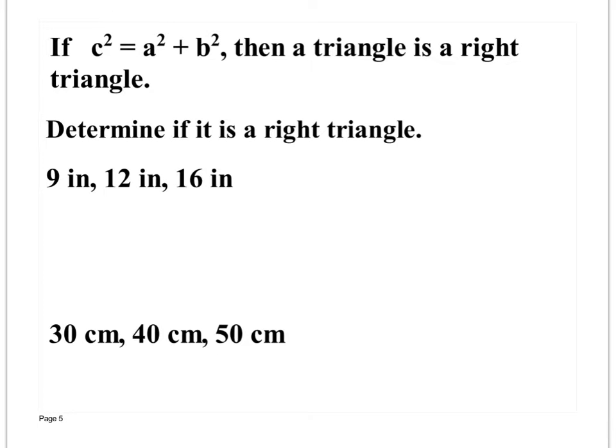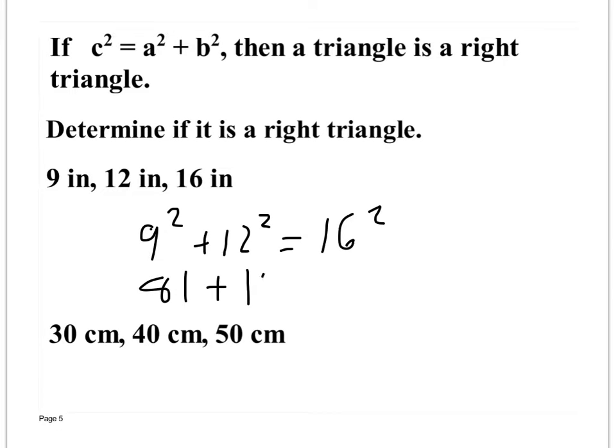And there's your answer. If c squared is equal to a squared plus b squared, then the triangle is a right triangle. Meaning if you square a and b and add them, you get c squared, it must be a right triangle, because that only works for right triangles. So you need to figure out: is this a right triangle? It has these three sides: 9, 12, and 16. My c is always my longest, so I do 9 squared plus 12 squared and see if it equals 16 squared. 9 squared is 81, 12 squared is 144, and I see if that's equal to 16 squared, which is 256.